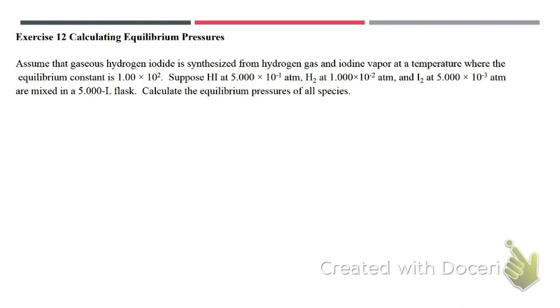Okay, last one we're going to work is this one. Here our K value is right here, so that's 100. Are we in a 5-liter flask this time? Oh, it doesn't matter. Why doesn't it matter? Because we're in pressure, so we don't care about the volume in this case.